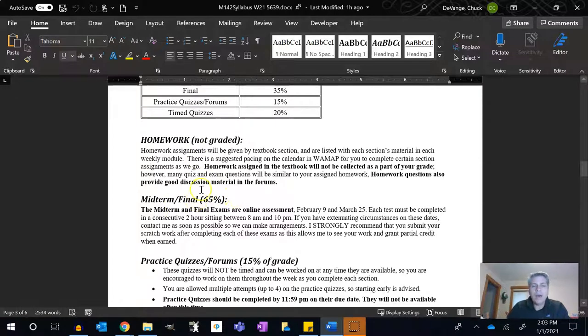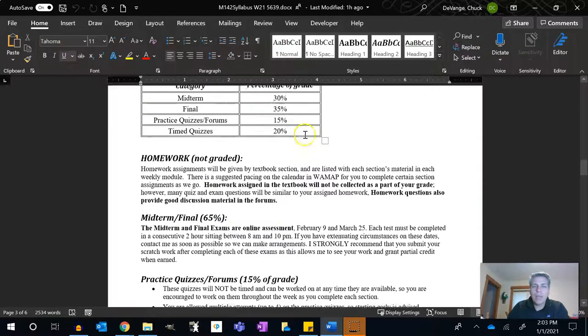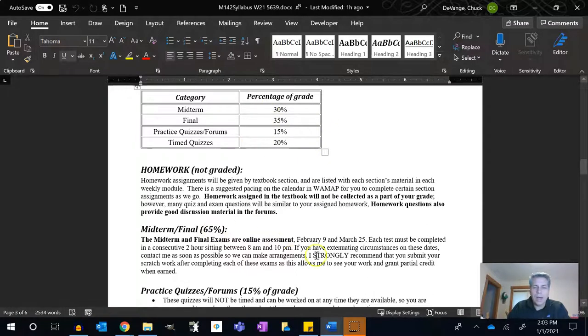We have a midterm and a final together. They're 65% of the grade. Breaks out up here how that is. Those are online assessments on those dates. Those are timed tests, so you have to complete it in a 2-hour sitting. Once you start the test, you have 2 hours to complete it. No pausing in that time.